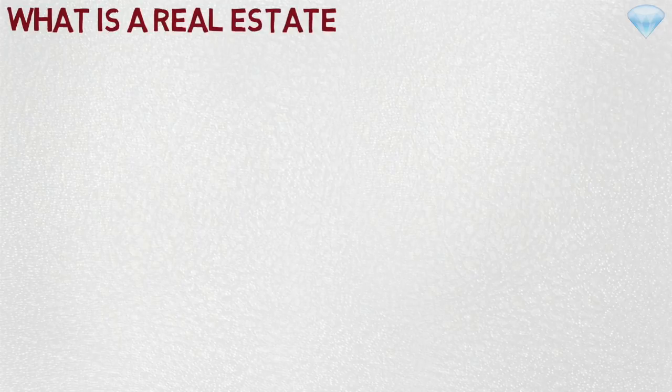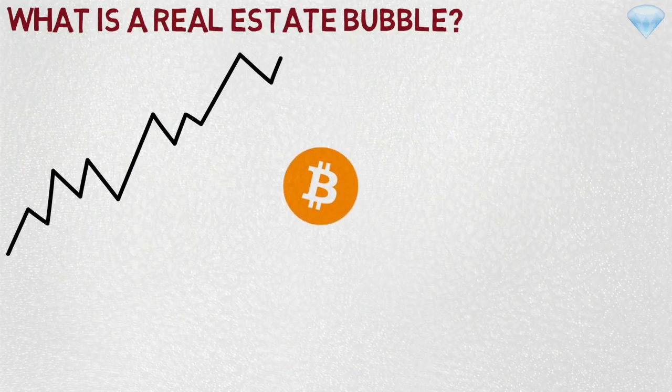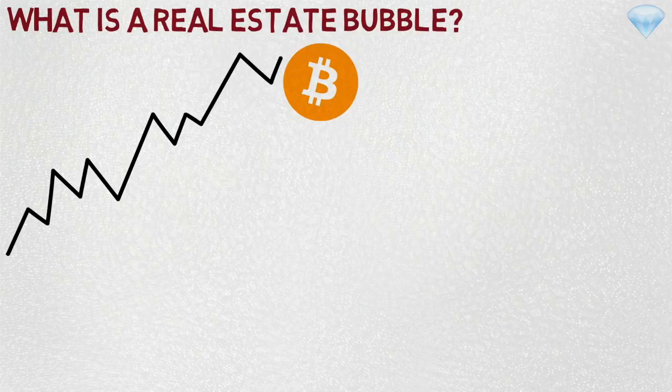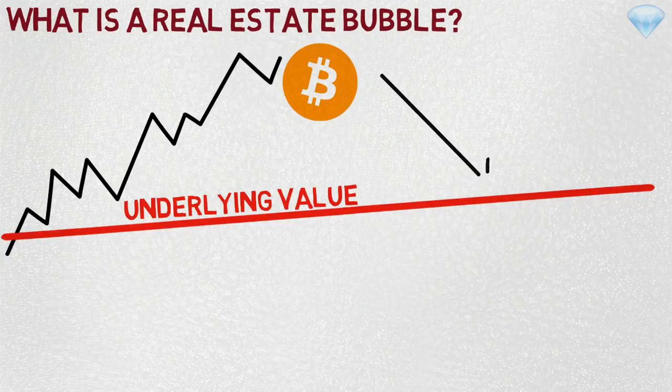What is a real estate bubble? A bubble is simply a sudden escalation in the price of an asset class, such as we saw with cryptocurrency back in 2017. The term is often used when the rise in prices diverges from the underlying value of the asset and is followed by a rapid decline. The bubble is so named for its appearance on the chart as the asset price suddenly rises and then falls, creating the rounded shape of a bubble.